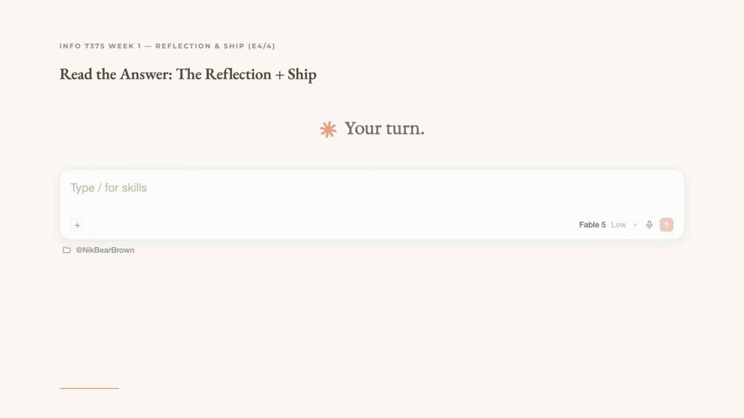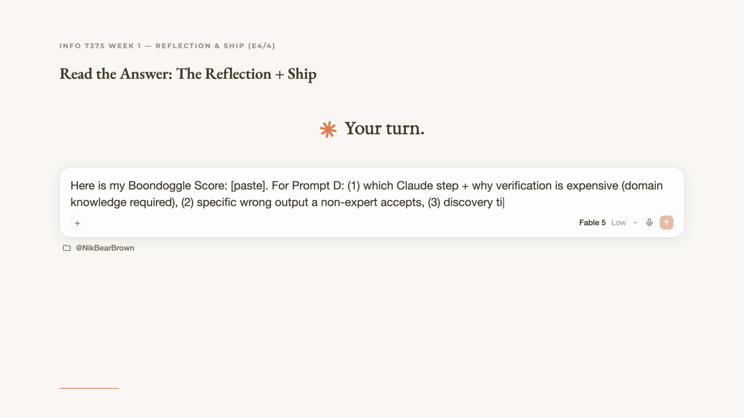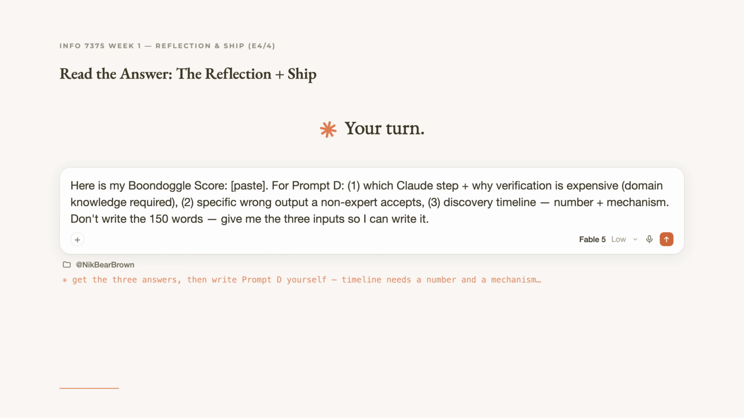Your turn. Paste this prompt into Claude with your boondoggle score already loaded. The prompt reads: "Here's my boondoggle score, paste. I want to write prompt D of the boondoggle reflection. Prompt D asks me to identify the single step where verification is most expensive relative to production. Give me 3 things. Do not write the 150-word response, give me the inputs I need to write it myself.